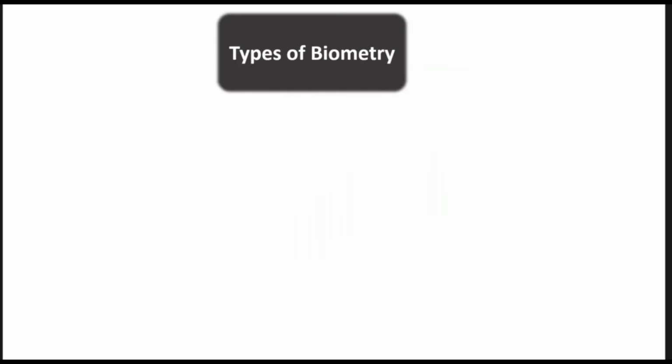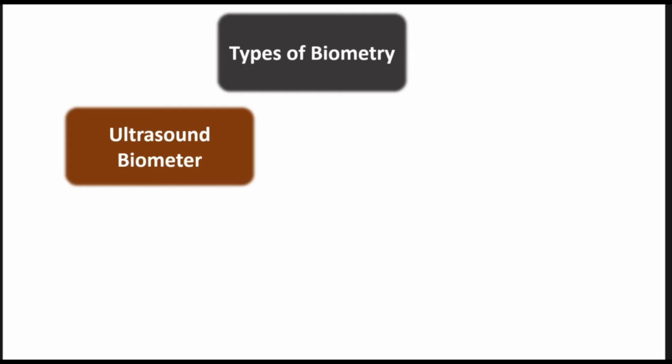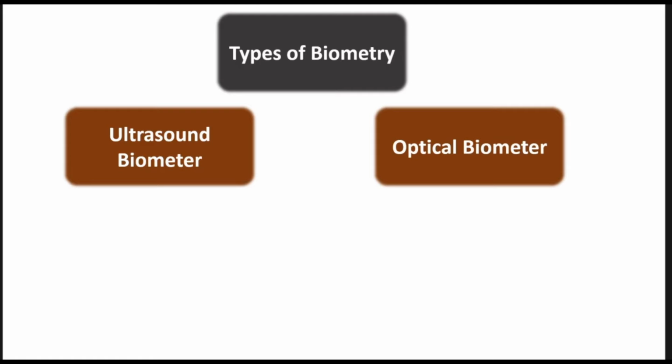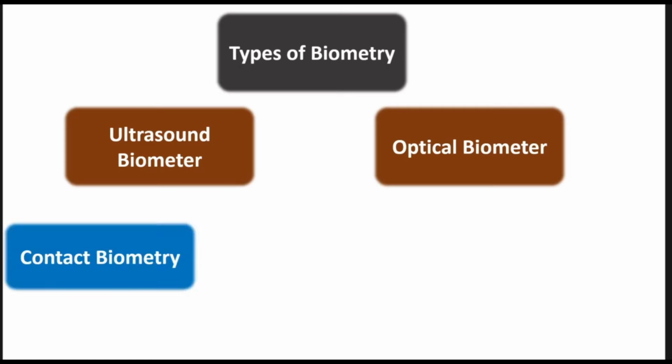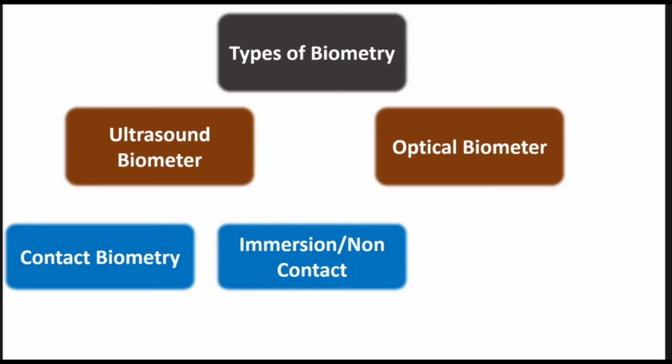First, let us discuss the types of biometers which are available. Based on the energy that you're using, we have two types of biometers: an ultrasound biometer and an optical biometer. In ultrasound biometers, we are using sound waves, and in optical biometers, we are using light as a source of energy. Now, ultrasound biometers again are of two types. We have contact biometers, in which the probe touches the cornea directly, and we have non-contact biometers, in which the probe doesn't touch the cornea directly.